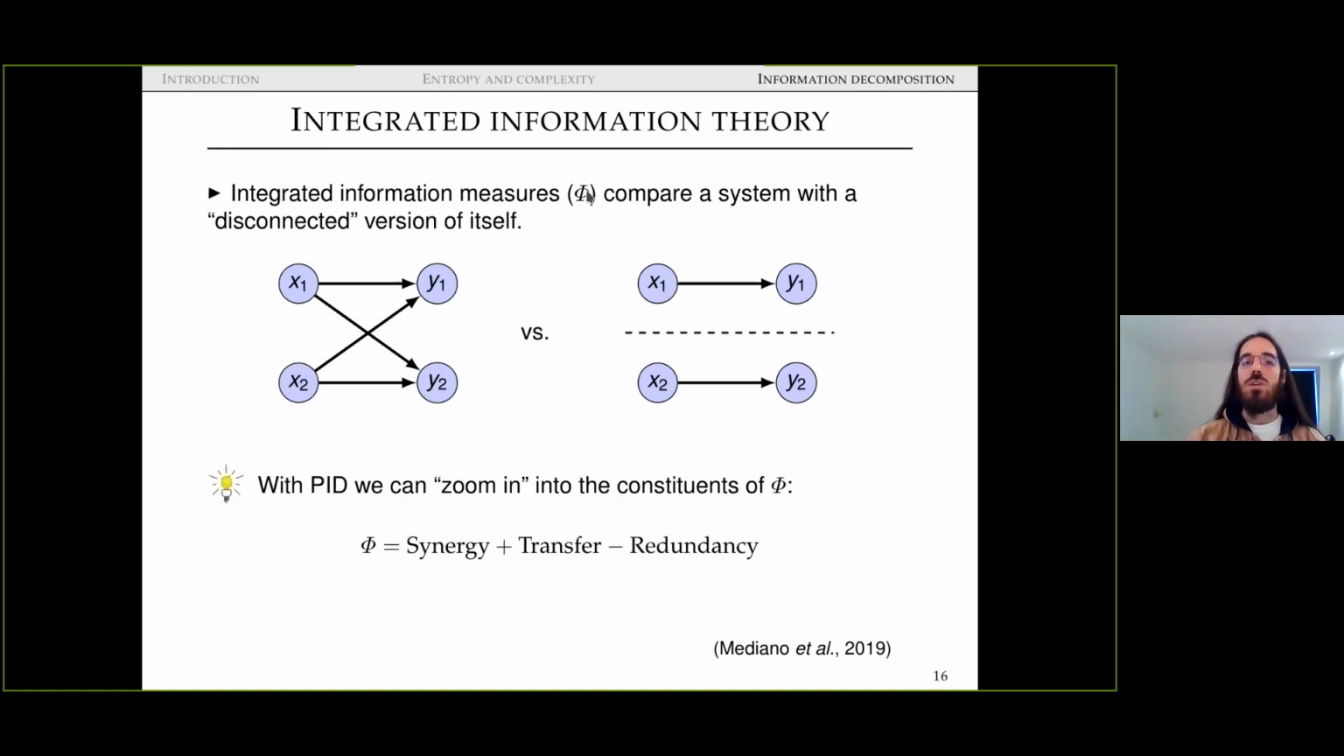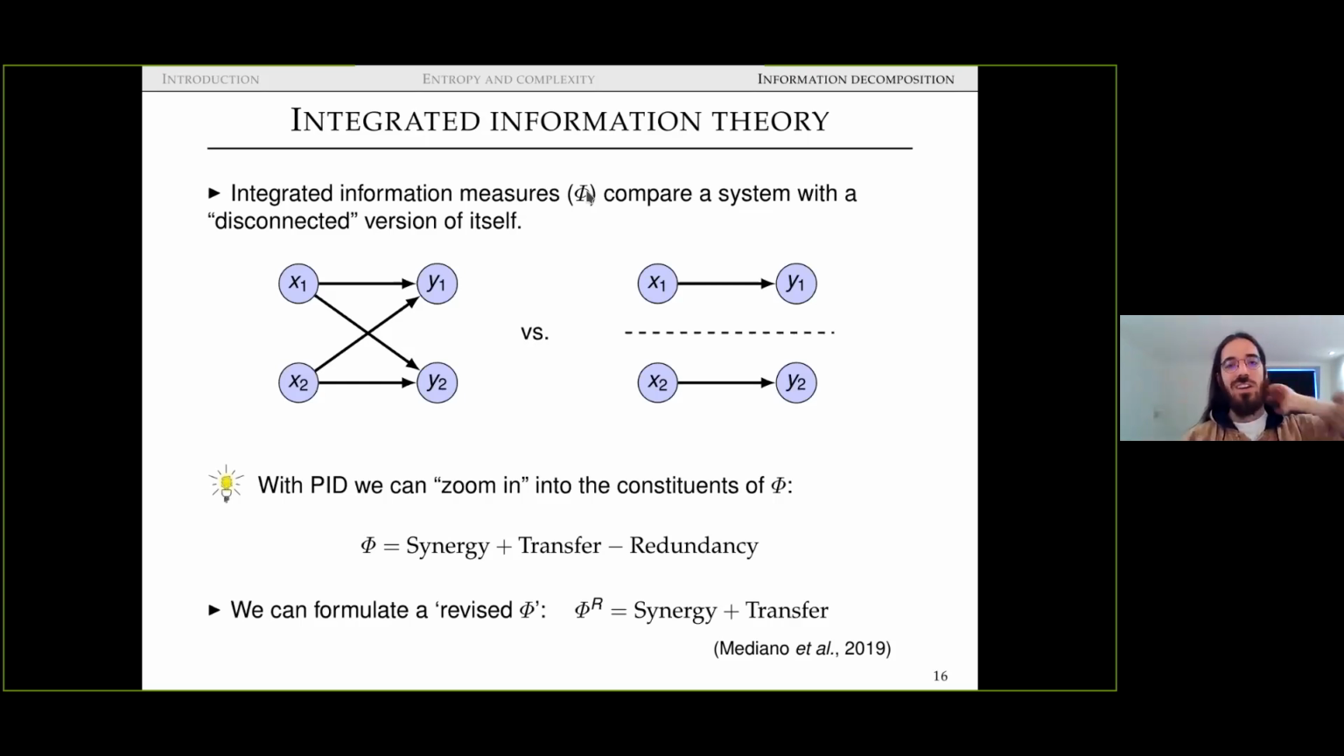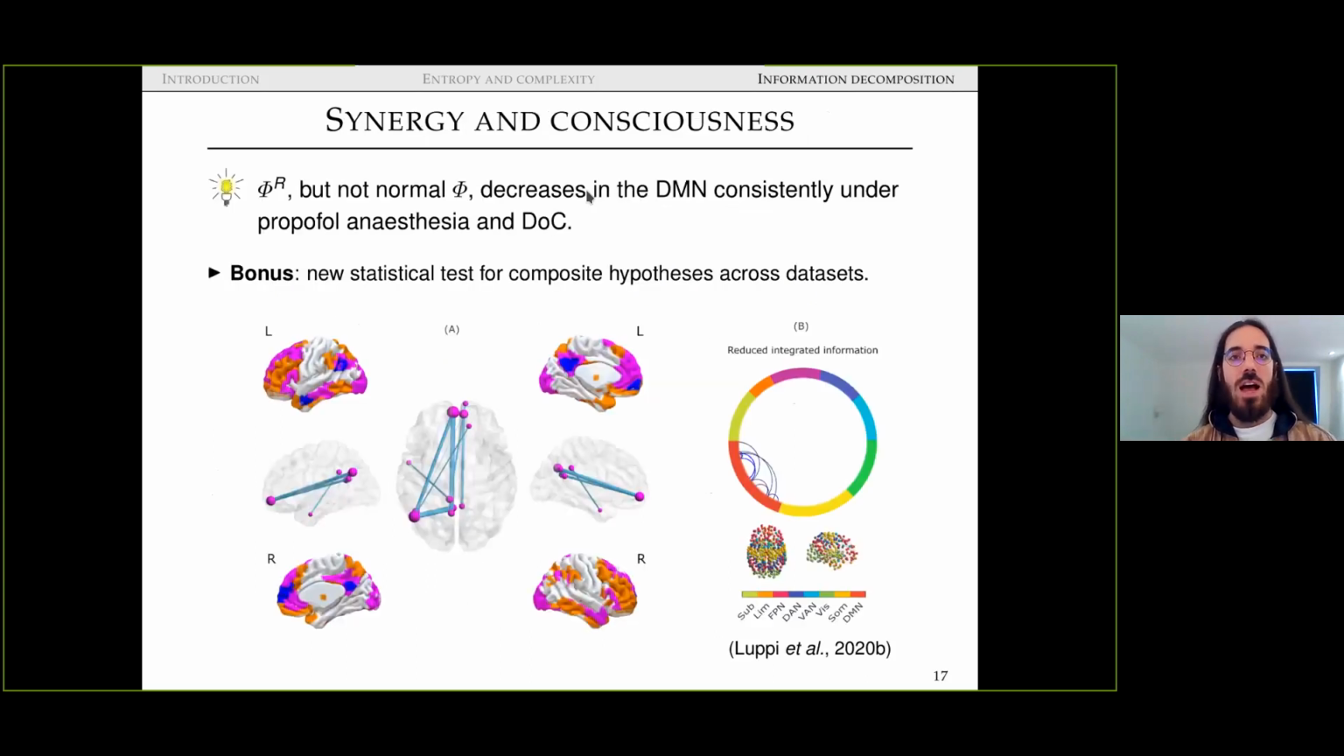And with PID, what we can do is zoom in into the constituents of phi. We can see that phi is actually not a single thing, but an aggregate of different things. In particular, these normal definitions of phi are a weird mix of synergy and transfer and redundancy and many different things. So what we can do using this framework is to formulate a revised phi, or a phi-er, that includes only the terms we like, such as synergy and transfer. And with those, we find some very interesting results, namely that this revised version of phi, but not previous versions, decreases consistently in the default mode network under propofol anesthesia and in disorders of consciousness.